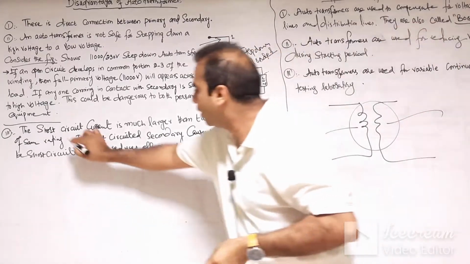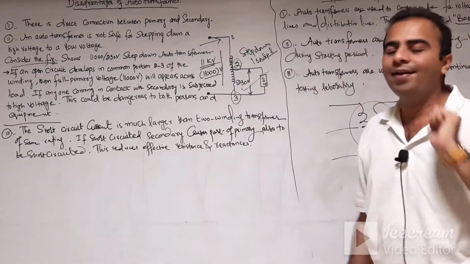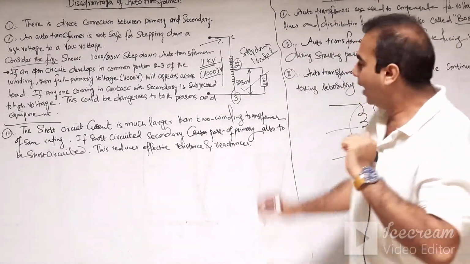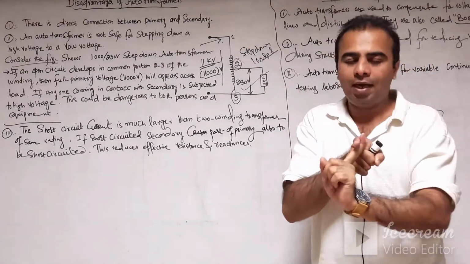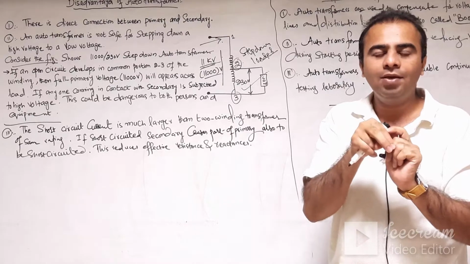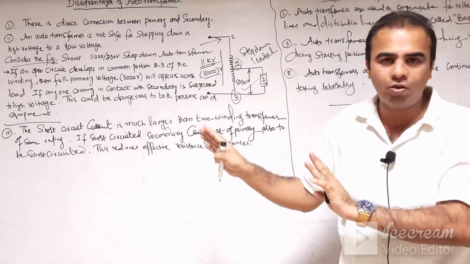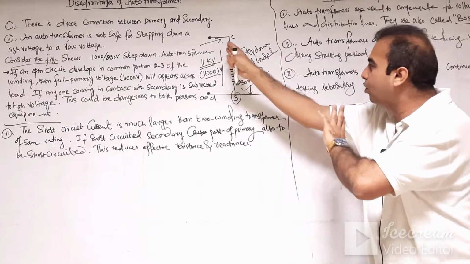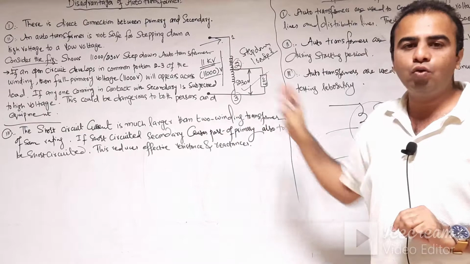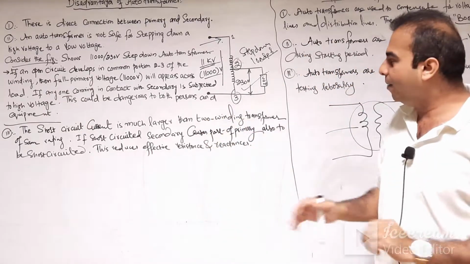Number three, the short circuit current is much larger than in a two winding transformer of the same rating. Again, the auto transformer has the primary and the secondary winding with a common portion on the same iron core, because there is no isolation between the primary and the secondary winding. In the two winding transformer there is an isolation between the primary and the secondary winding.